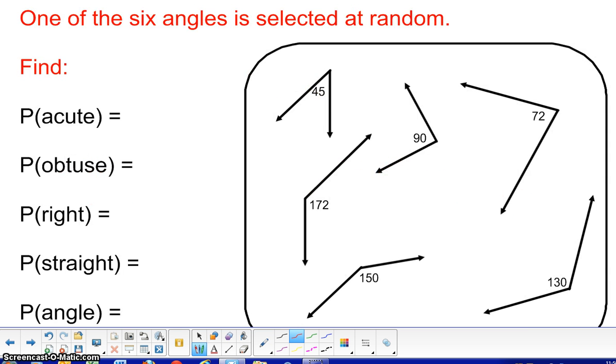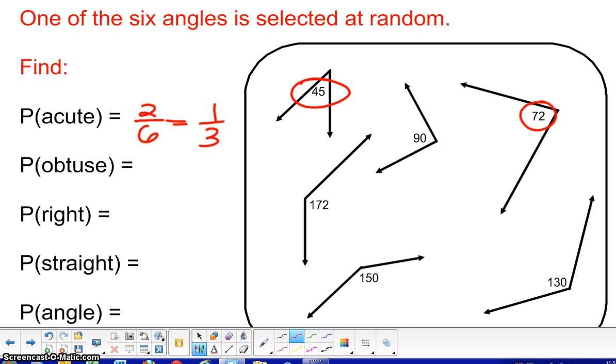The first one has, as you can see, 6 angles in the box here. So this is an example of discrete probability because we can actually count these. What's the probability of an acute angle? Well, as you can see, there is one here and there is another one right here. So because there are 2 winners out of the 6 total possibilities, the probability of getting an acute angle out of this bunch is going to be 1/3.